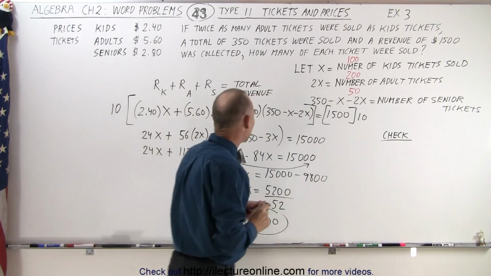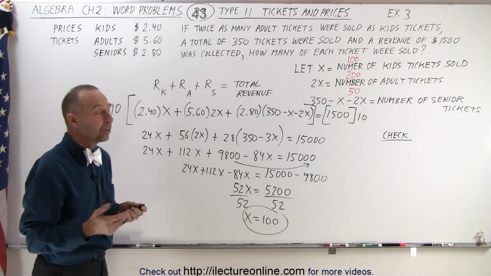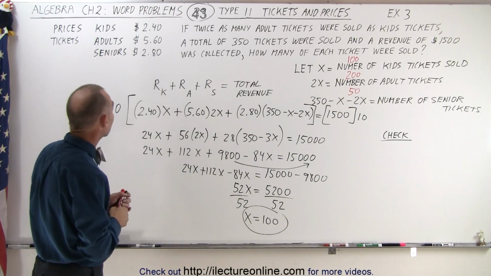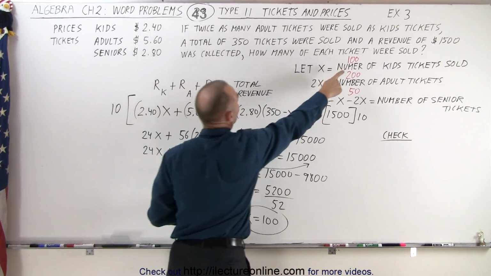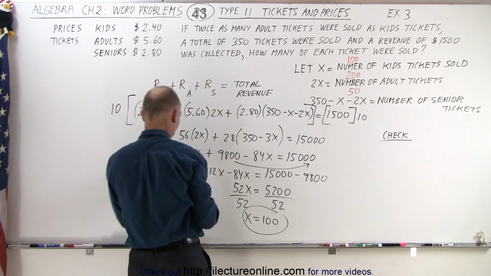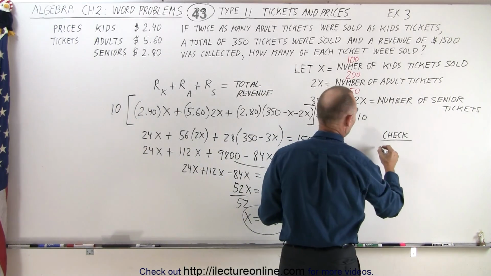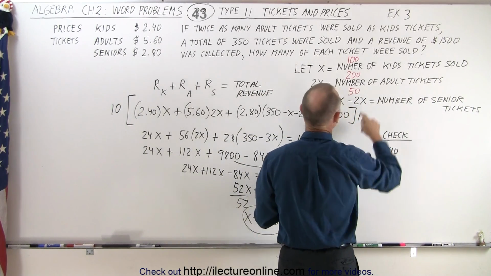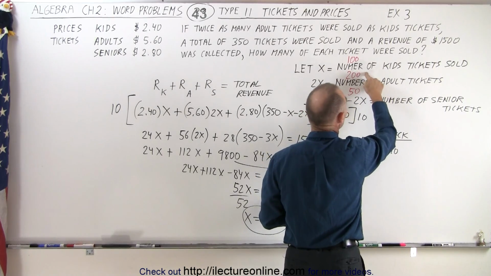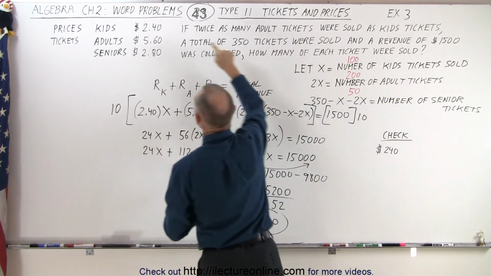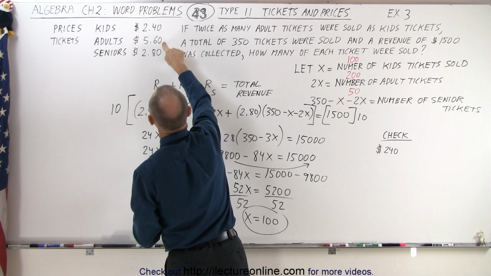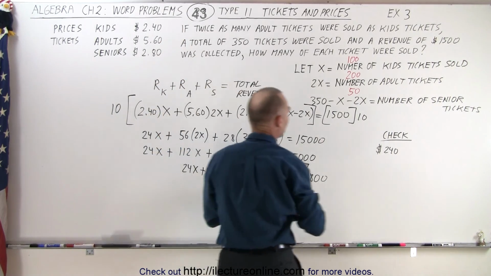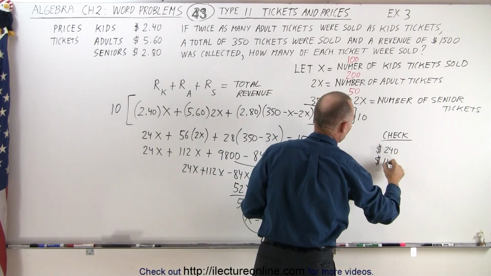What we need to do now, of course, is figure out how much money was spent on each type of ticket. We have 100 tickets for the kids, and they're $2.40 each. So for the kids, we have spent $240. For the adults, we sold 200 tickets, and they're $5.60 each. So 100 of these is $560. Double that, that would be $1,120.